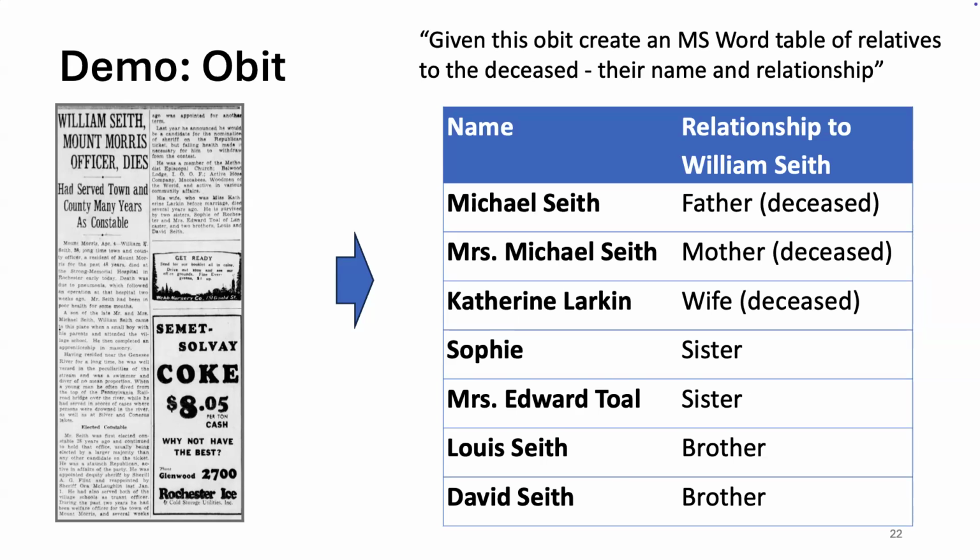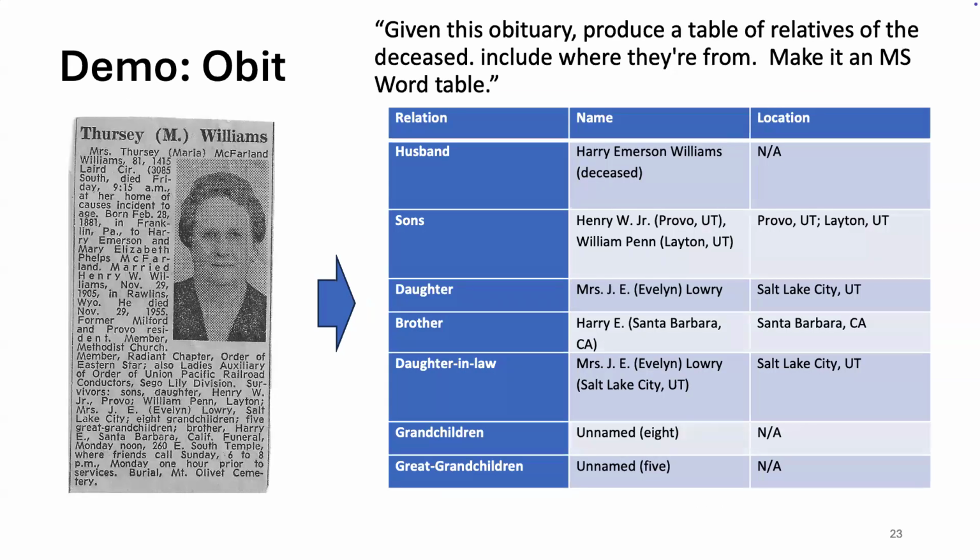I've got another obit. This is my great grand aunt. And I said a similar thing. Give me a table of relatives and include where they're from. And it sorted through the text and produced this table, which is pretty cool.